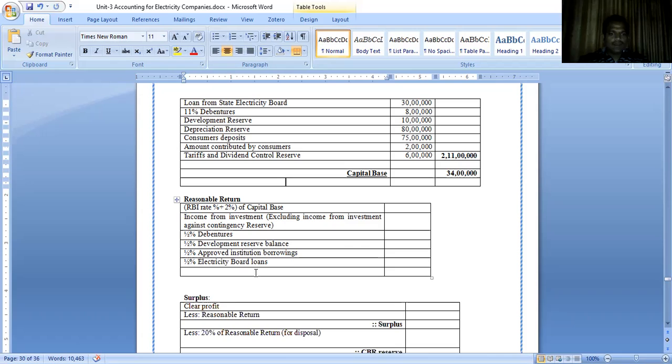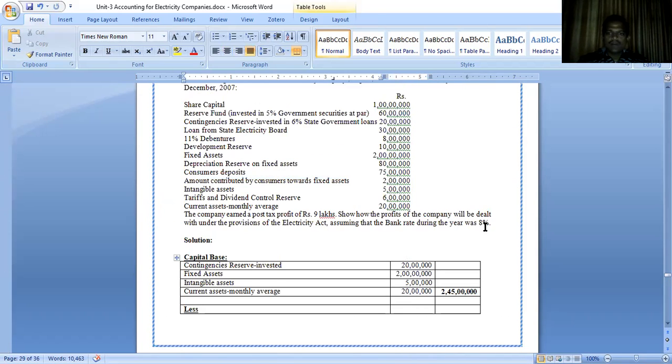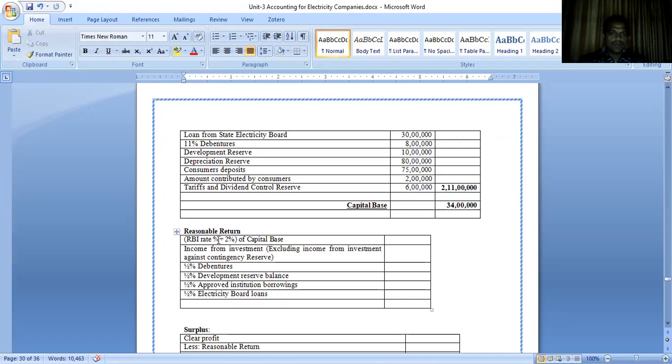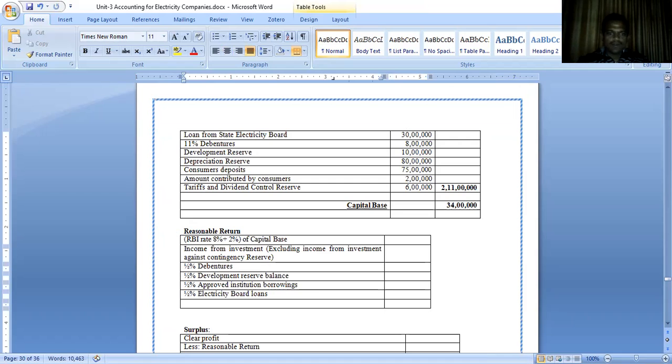So by using this capital base, we have to calculate the reasonable return. So RBI rate, it is 8%. So total 10% of capital base we have to calculate. That is 3,40,000.